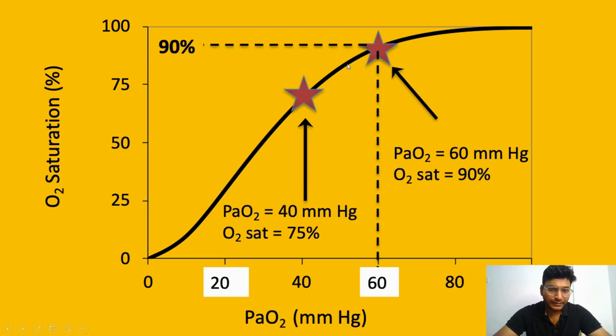So there will be a severe hypoxemia in patients who have a partial pressure of oxygen less than 60. So the target should be, in any patient, the partial pressure of oxygen should be more than 60, where you can get a saturation which is more than 90. Clear?